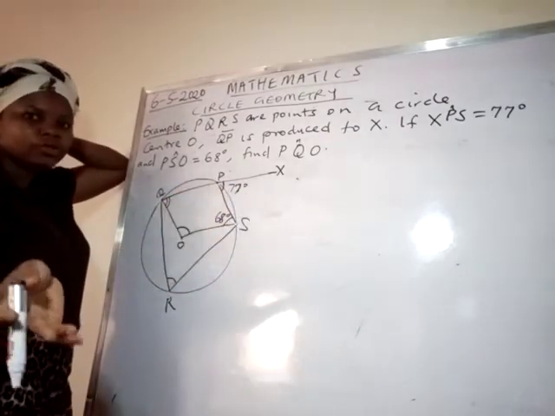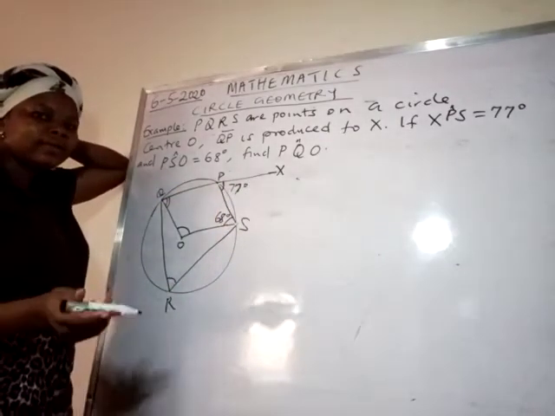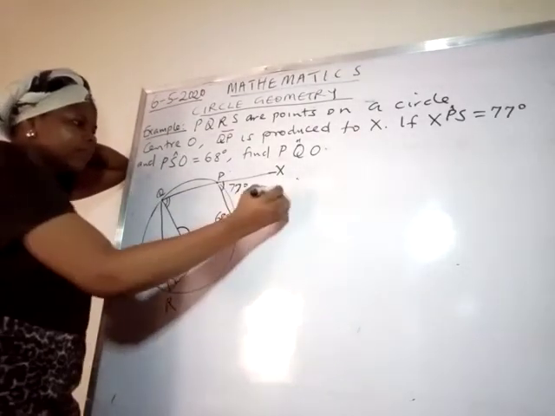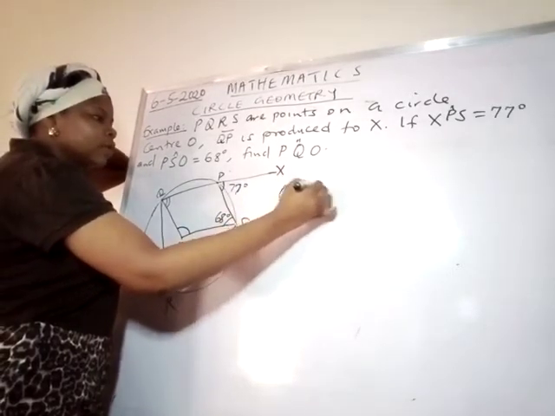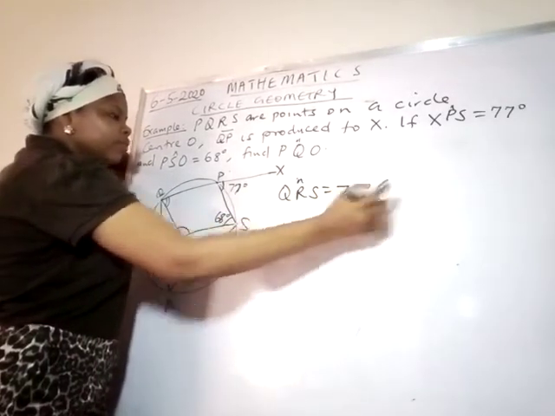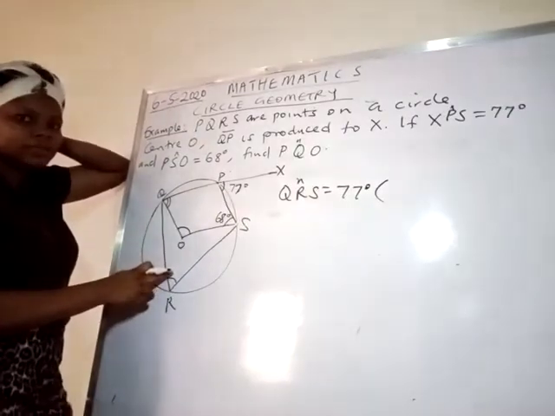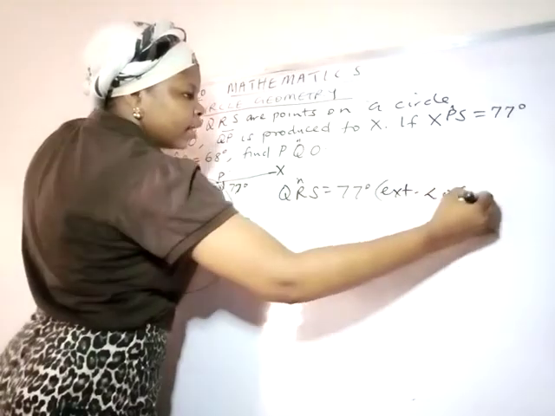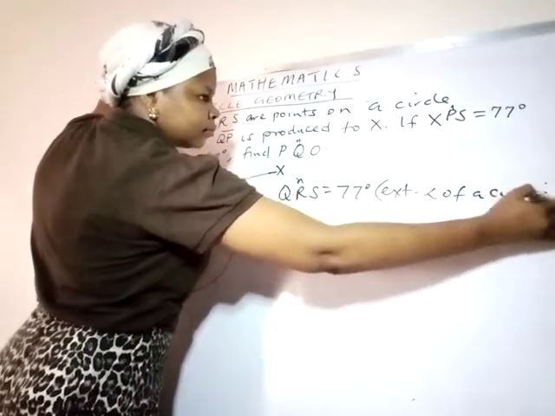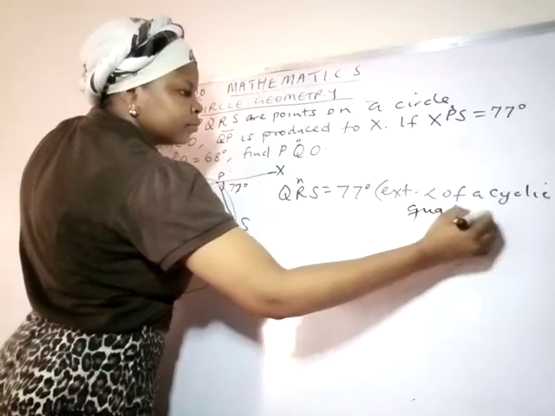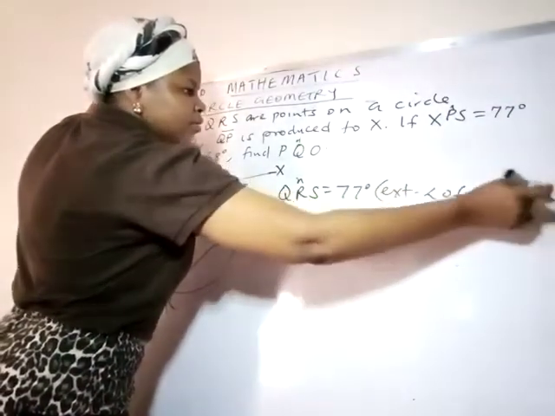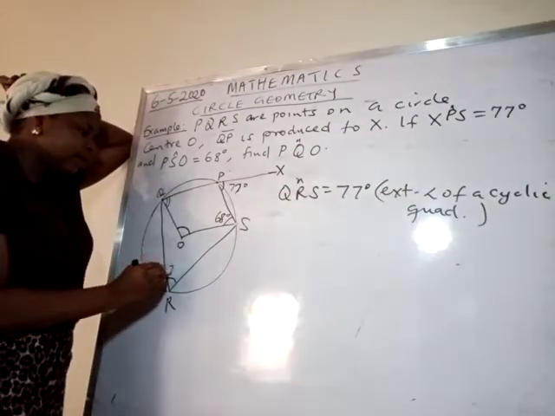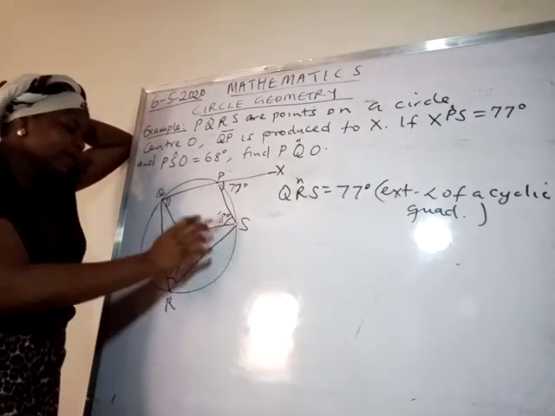And I just showed you that the exterior angle of a cyclic quadrilateral is equal to the opposite interior angle. So my QRS is going to be the same thing as 77 degrees. Because this is 77, so this is going to be 77. So I'll write: exterior angle of a cyclic quadrilateral. Do you get that now? So that's the reason. Exterior angle of a cyclic quadrilateral. Now, if this is 77, my QRS is 77.